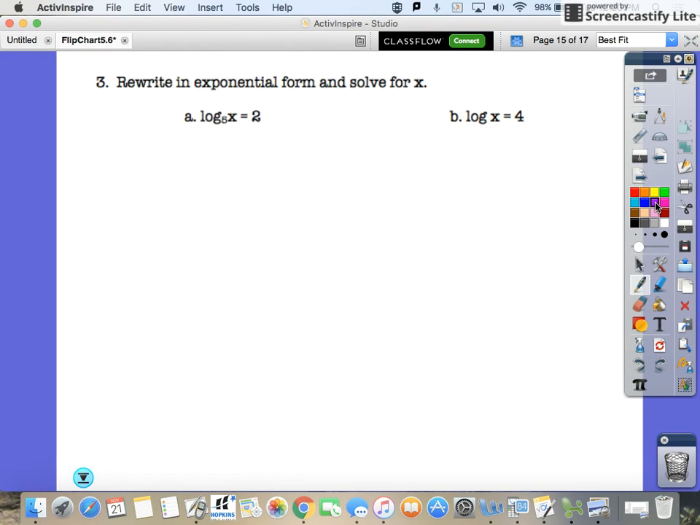All right, and then this one we're working backwards. We're writing an exponential form to solve for x. So this is our b, bottom. It's going to become the base of our power. This becomes the exponent equals x. 5 squared is 25.